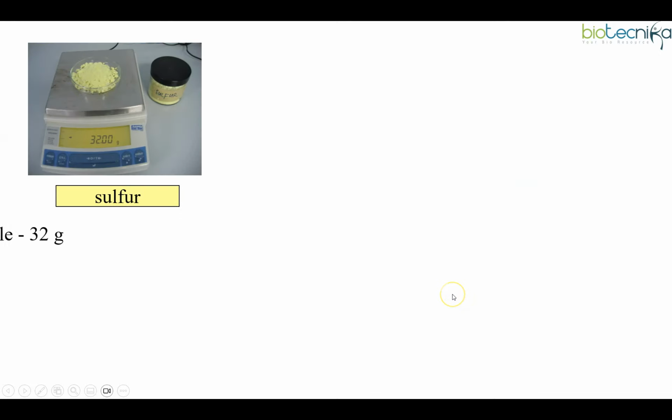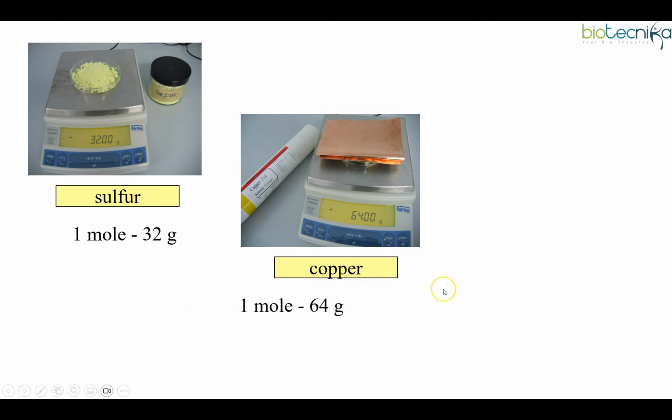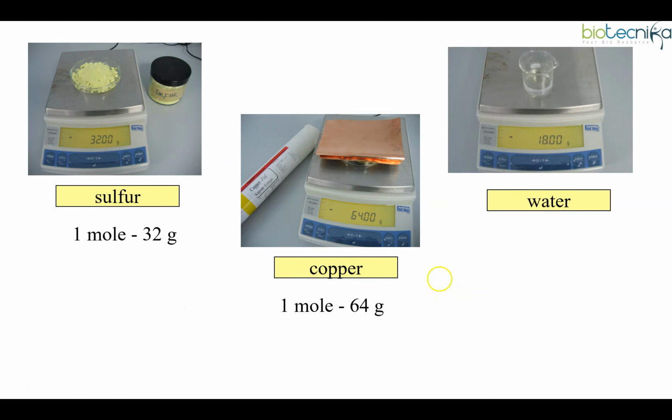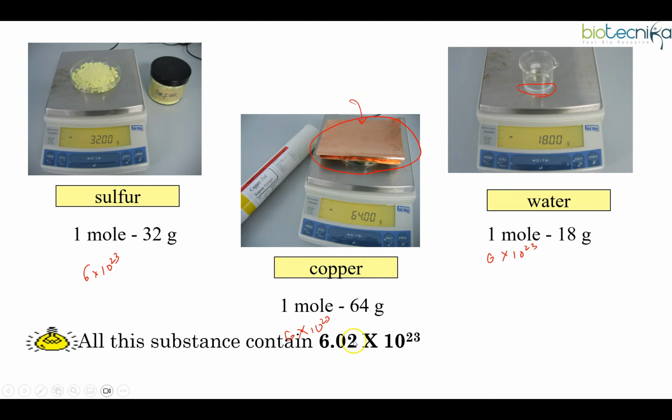If you can see all these components which we have taken, whether we have taken sulfur, copper or water, all of these are having 1 mole. Okay, why? Because they all have 6 into 10 to the power 23 particles. But their mass is different. Why? Because these are different elements, right? So elements and compounds, their mass will be different, and how much of the amount will be present. So you can see 1 mole of water is only this much, but 1 mole of copper is this much. So all of these substances contain 6 into 10 to the power 23 particles.